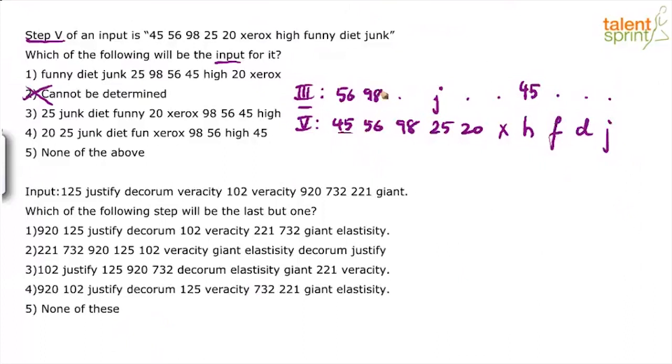This will be 98. Then 25. 20 here. X here. And H here, F here, and D here. Then again, step 2 is not important. What we look at is step 1. What happened in step 1?